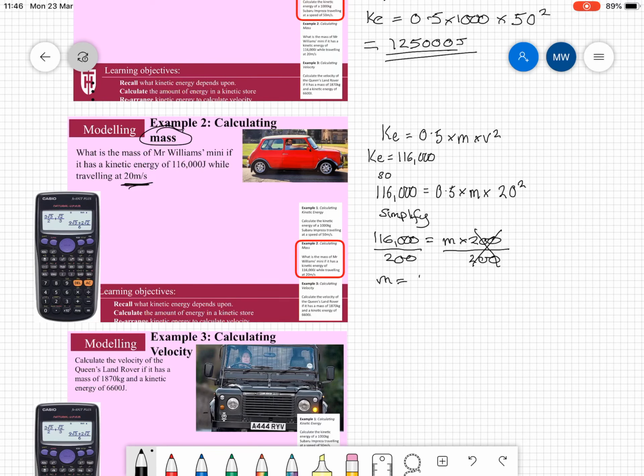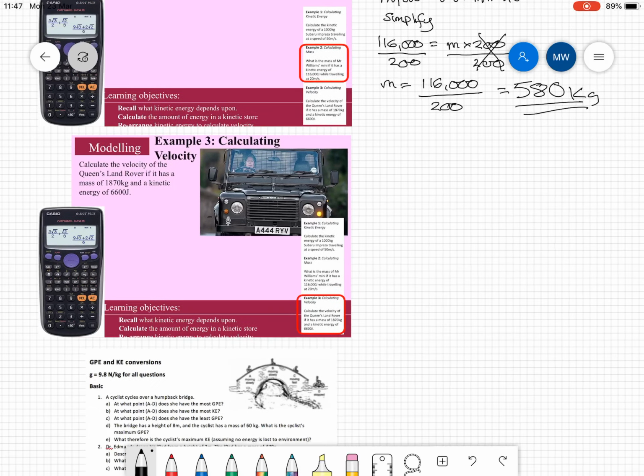And then I'm going to calculate that. So 116,000 divided by 200 equals 580 kilograms because I've worked out mass.